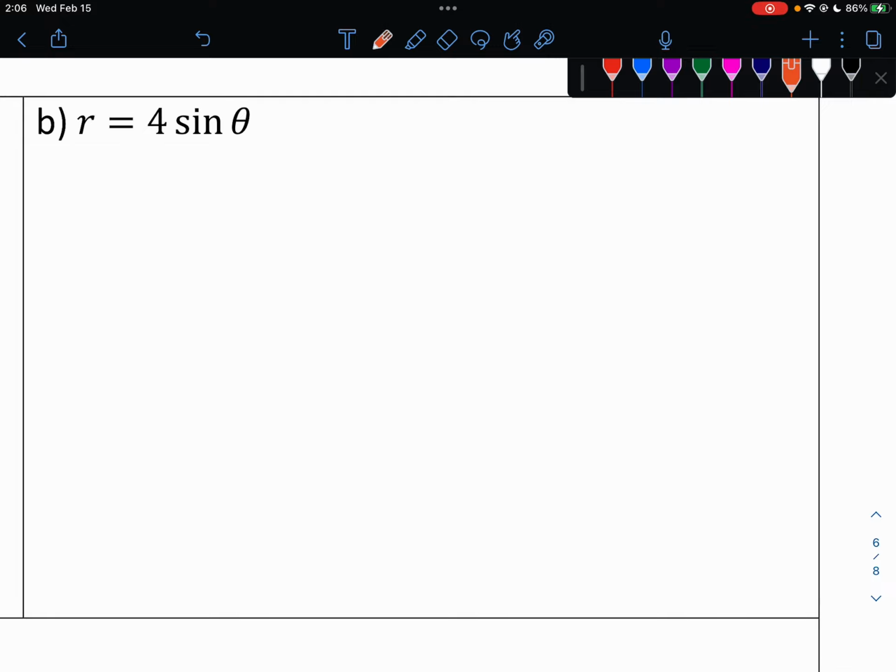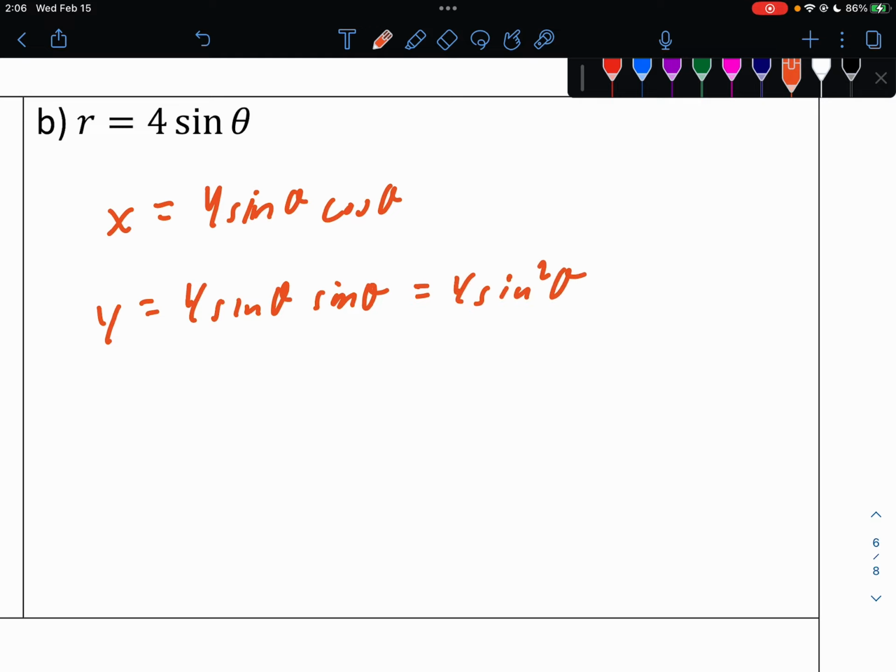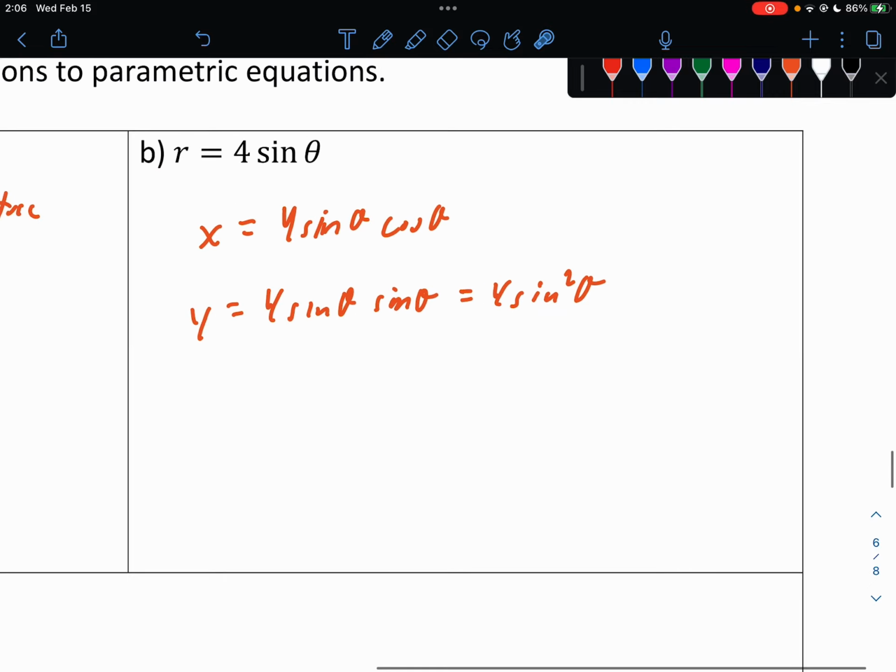All right, for B, since x is r cosine theta, we would have 4 sine theta cosine theta, r cosine theta. And y is 4 sine theta sine theta, or 4 sine squared of theta, r sine theta. So again, this would be parametric mode. We're not going to put that one into rectangular mode, but again, those things I'm talking about of either squaring both sides or multiplying both sides by r would be what we do. And in this one, we'd multiply both sides by r to convert to rectangular mode.